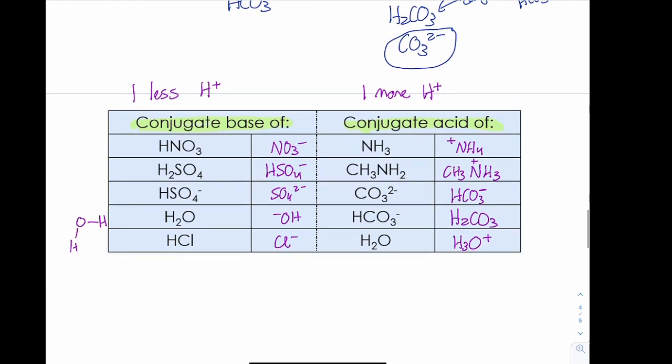So to beat this completely to death, no one's going to get this wrong. My base has 1 less proton than the acid, and my acid is always going to have 1 more proton, and again, they only differ by that 1 proton. They don't differ by anything else. So 1 proton and only 1 proton for conjugate acid-base pairs.